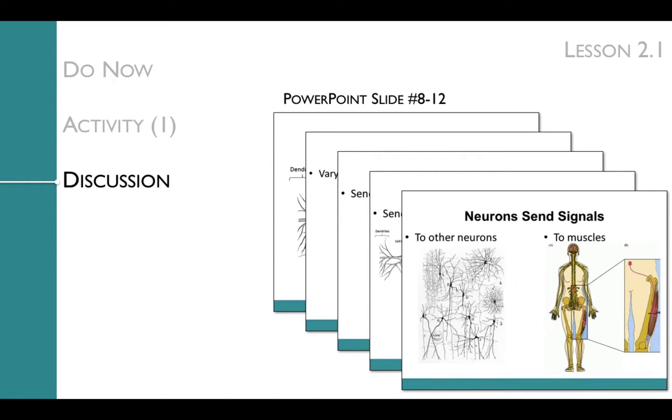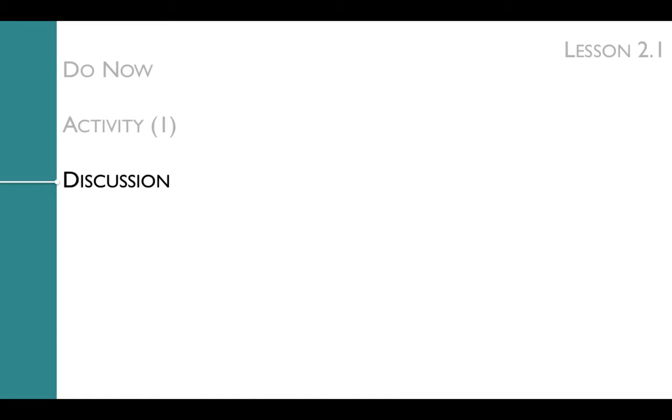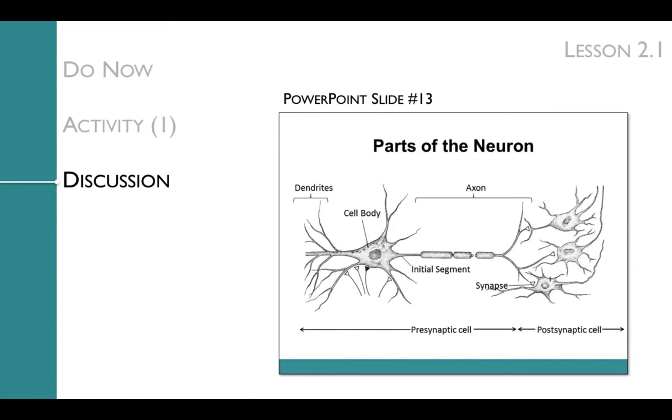After discussing the three main functions of our neurons and the parts that complete each, you'll review the parts of the neurons and their functions on slide number 13. This time asking students to name the function of each of the neurons' main structures: dendrite, cell body, initial segment, axon, and synapse. The slide also introduces two new terms, the presynaptic cell and the postsynaptic cell. These will be terms used throughout the module, so it is important that your students become familiar and comfortable with them.